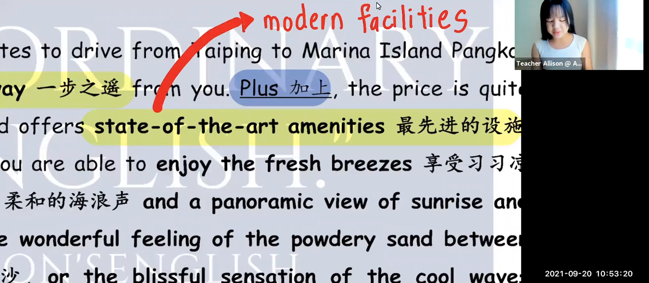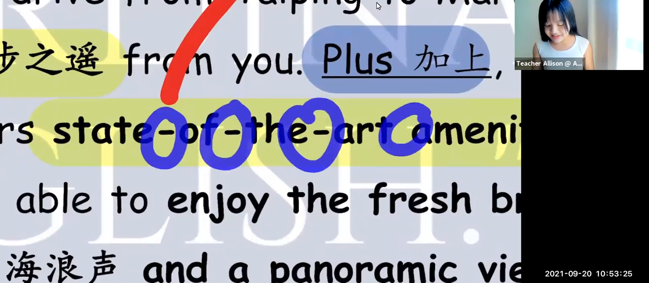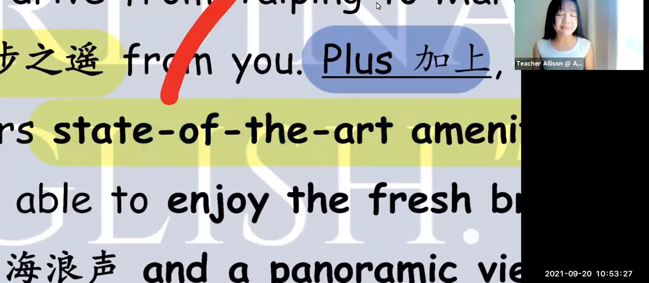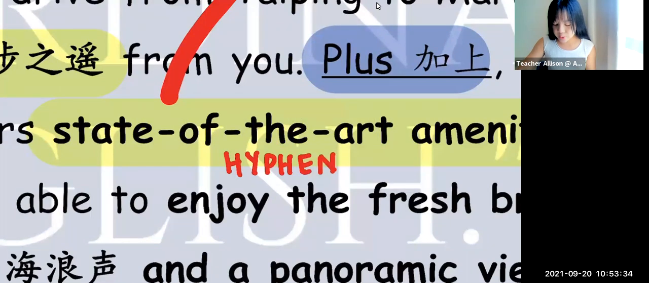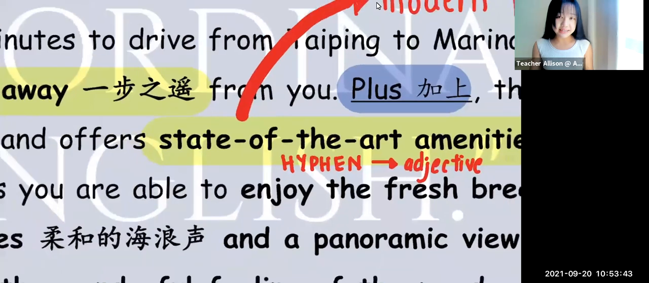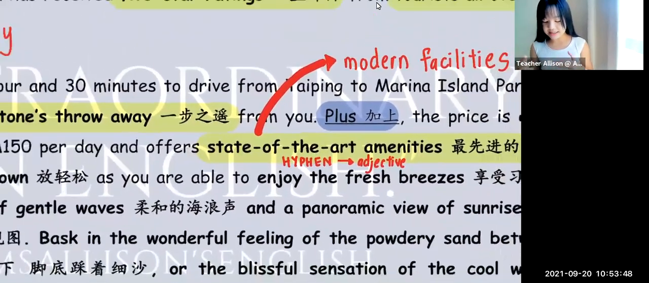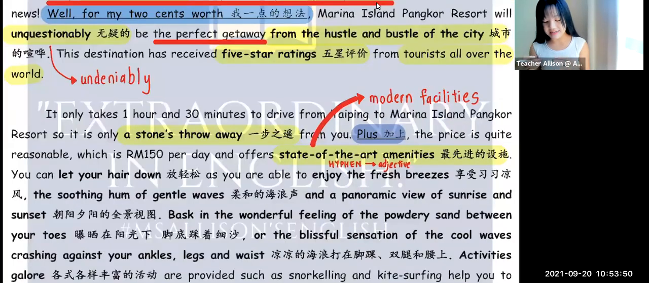And if you're wondering, teacher, why the state of the art? There's so many lines. These lines, we call them the hyphen. And usually words with hyphen, meaning that it is an adjective. If you need more information about the hyphen, I'll do it in another video. But state of the art here, it's actually an adjective. It has a hyphen, and the hyphen stands for an adjective.